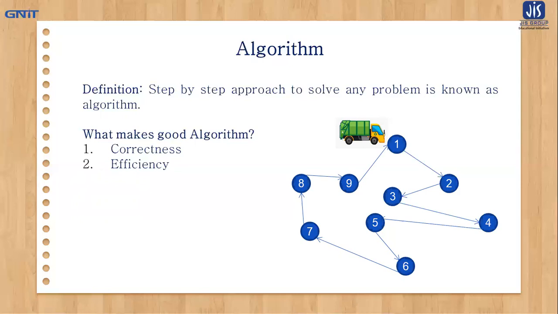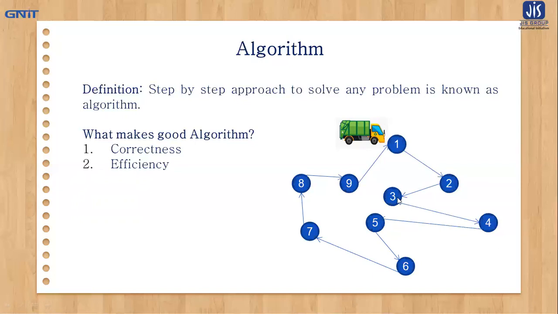So now see, if these edges are the distance, then we can say 3 is near to 5. Then if the truck goes from 3 to 5, it will be easier, it will be cost effective. So we have to write the algorithm in such a way that it will be efficient. We will not go from 3 to 4, we have to go from 3 to 5, because we are considering these edges as distance.